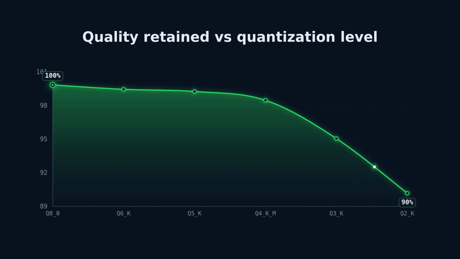The shape of that curve is the key insight. Flat for a long time, then a cliff. That's why 4-bit is the default. Let's see why it works.